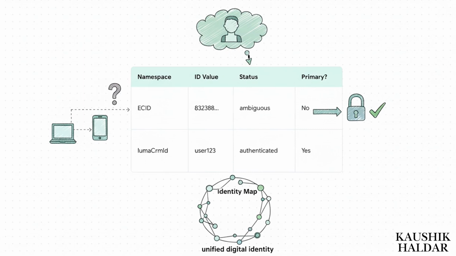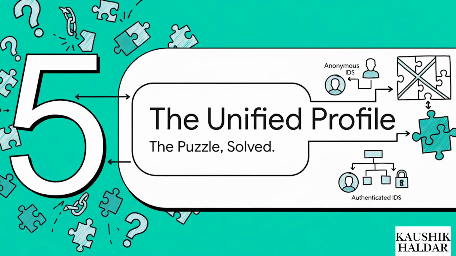Check this out. Notice the two entries. The original anonymous ECID is now linked directly to the authenticated CRM ID, user123. This system now has permanent technical proof that this specific device belongs to this specific customer. This right here is the link that connects everything. And now we get to the big payoff.